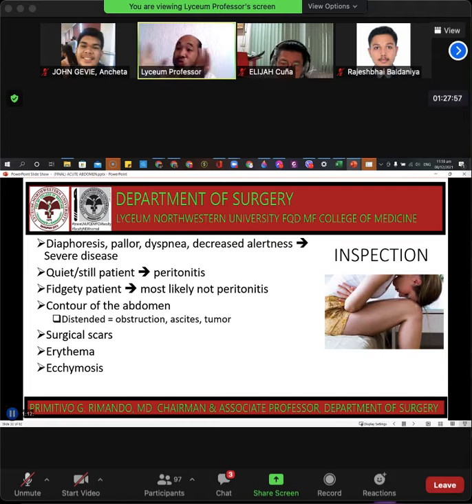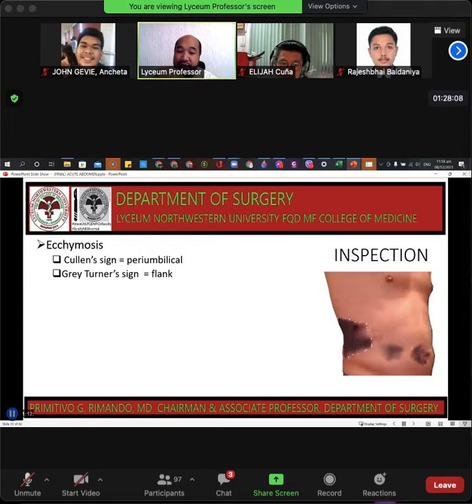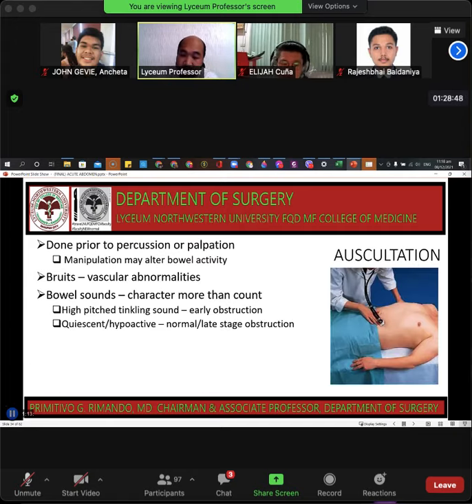Then of course also look for surgical scars. Again, this will point you to possible diseases. Look at erythema, look at ecchymosis. You are familiar with your Cullen sign and your Gray Turner sign. These could be signs of retroperitoneal bleeding. Initially, Cullen's and Gray Turner's signs were only used for hemorrhagic pancreatitis, but now they can be signs of any retroperitoneal or even abdominal wall bleed.